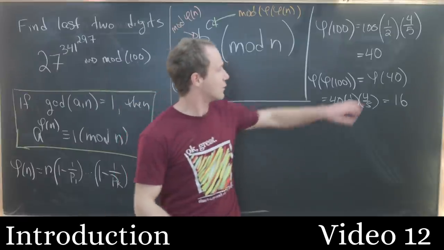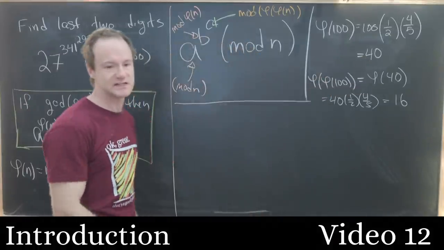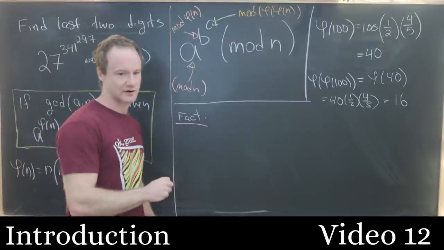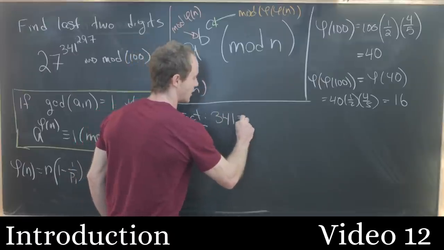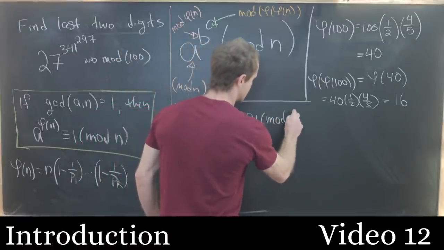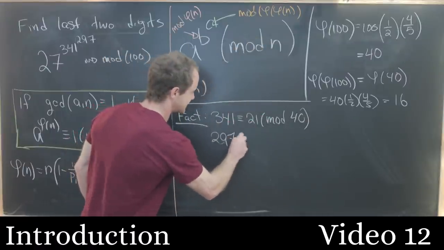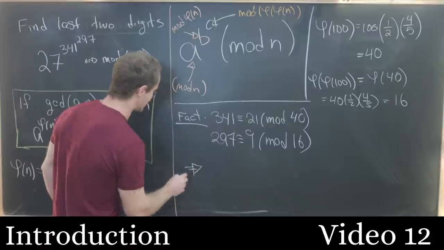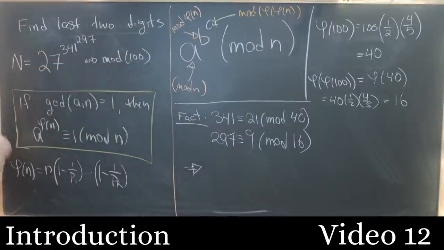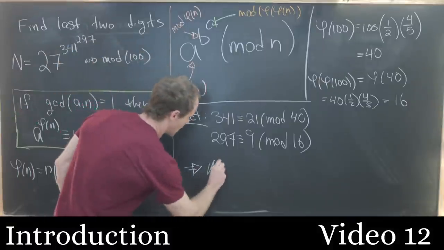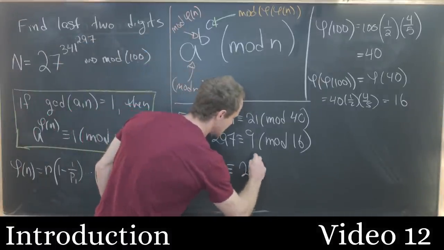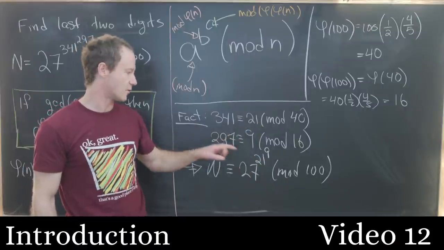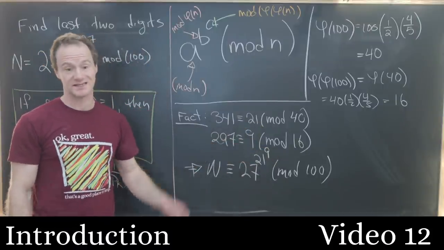Okay, great. So that means that this number right here, 341, will be reduced mod 40. This number up here, 297, needs to be reduced mod 16. I'll just put this as a fact. This is something that a student could just do on a side calculation and include in their solution. So 341 is congruent to 21 modulo 40. And furthermore, 297 is congruent to 9 modulo 16. So putting that all together, our huge number here, which maybe I'll call capital N just so that I don't have to keep writing it, is congruent to 27 to the 21 to the 9 mod 100. The first exponent was reduced mod 40, the higher exponent was reduced mod 16.